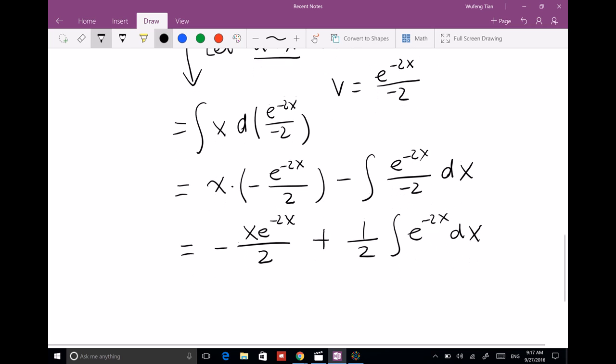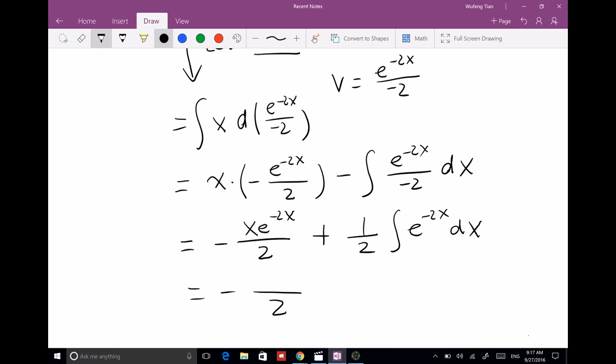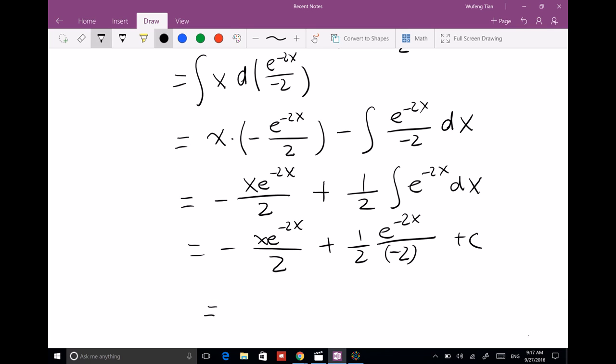Well, the exponential function is just itself. So it's negative half x e to negative 2x plus half of e to negative 2x divided by, by the chain rule, negative 2. So it's divided by negative 2 again, plus c. The whole thing is negative x e to negative 2x over 2 minus e to negative 2x over 4 plus c. Did you all get the same thing? Yes?